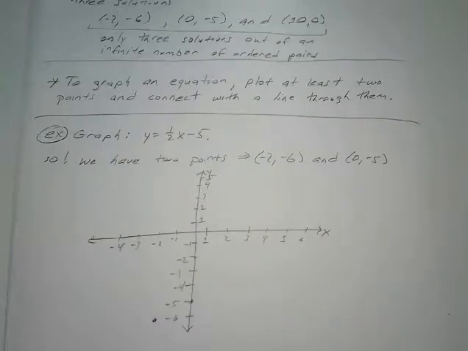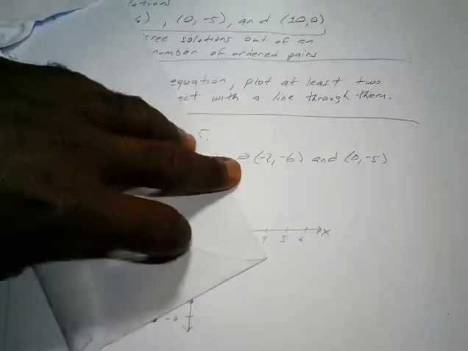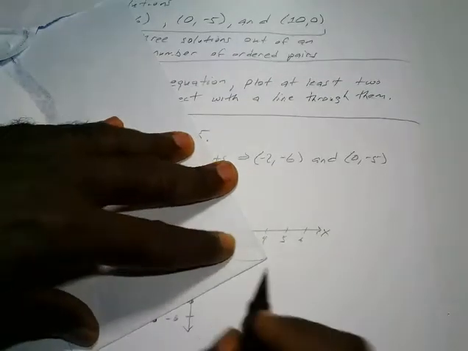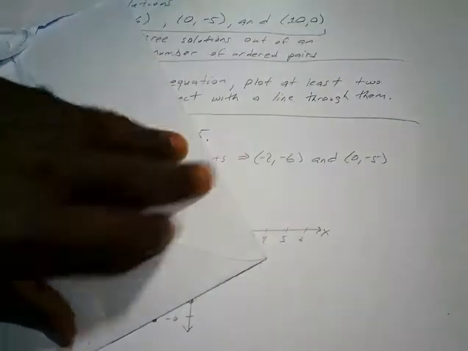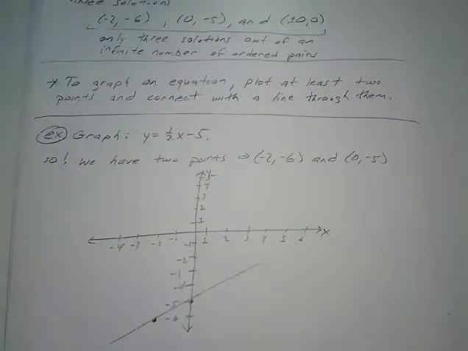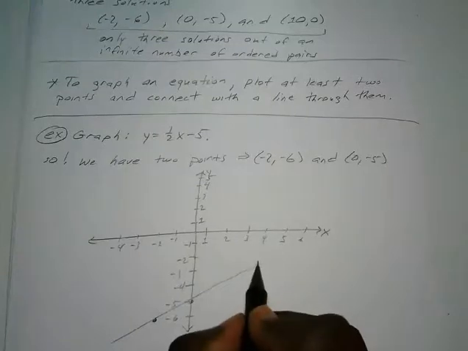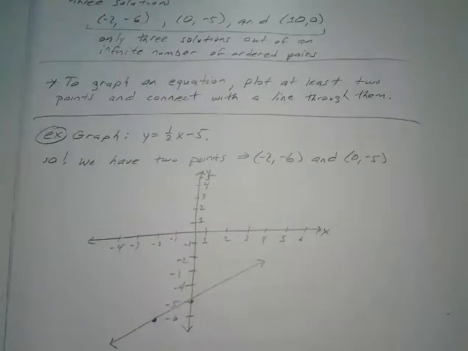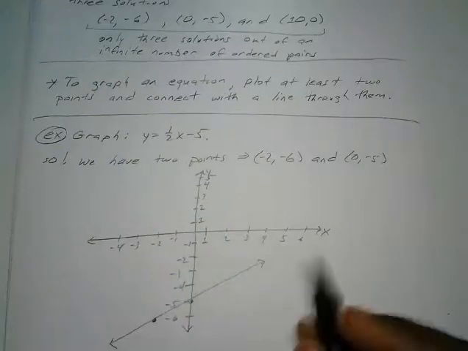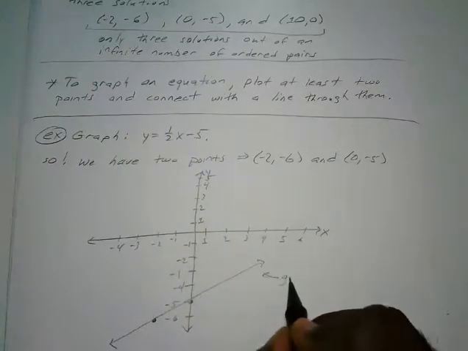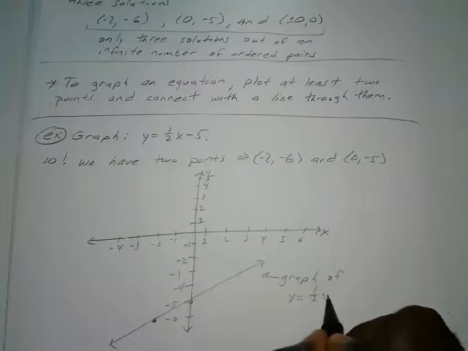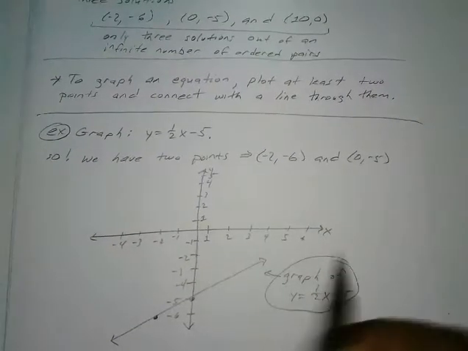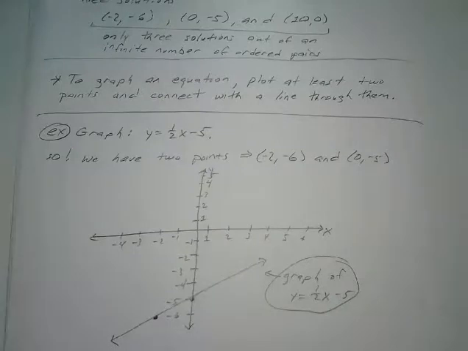So now we get any straight edge, and I'm just going to use an envelope that I have already opened. So we just draw a line right through those 2 points. Put an arrow on each end, and that is your graph. Y equals 1/2 x minus 5. That is literally it.